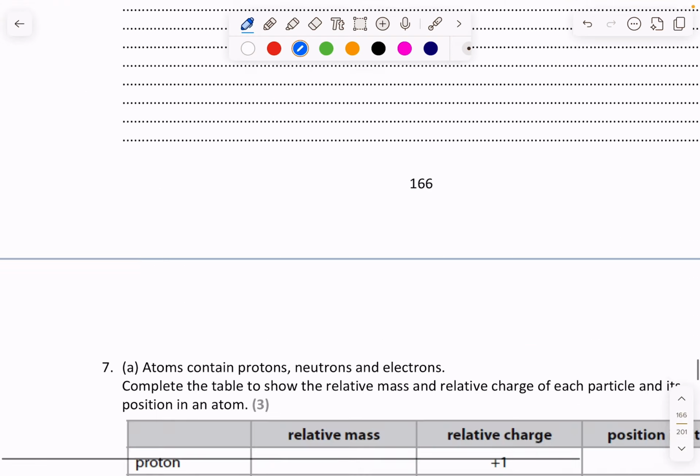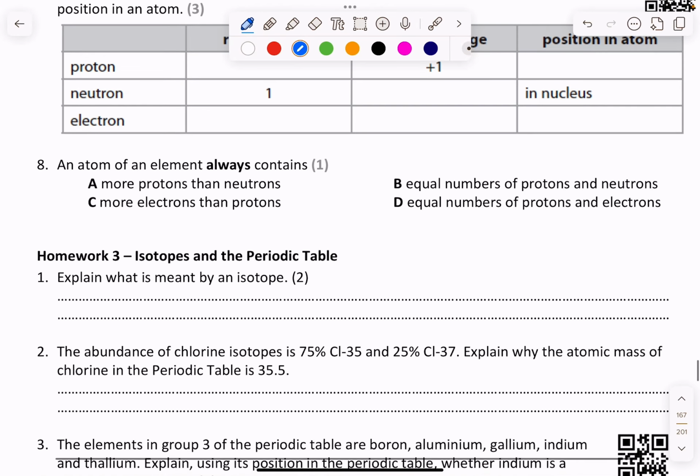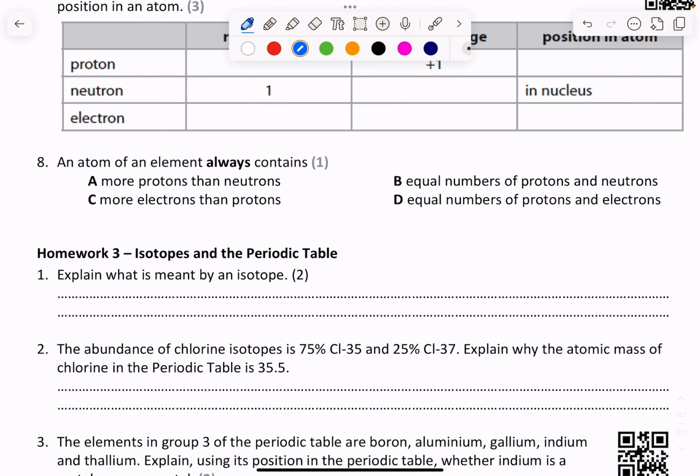Okay, complete the table. We've been working on this, so make sure you've got the information you need to do that. Atoms always contain. Again, I'm going to let you have a think about that one, and that's the end of those questions. So this video helps. Make sure you use your book to support you, and if you get stuck, you can come and see me and we'll have a look at it.